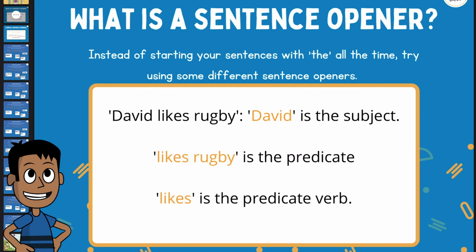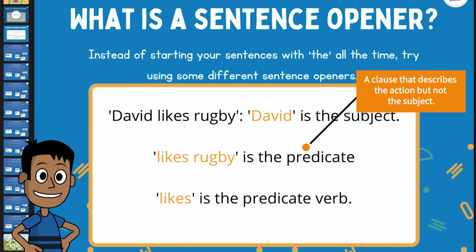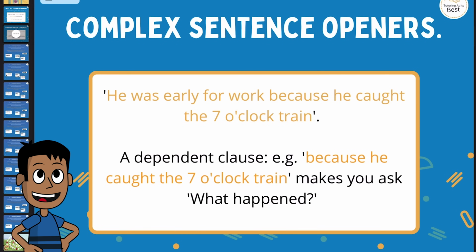For example, David likes rugby. Now, David is the subject, and likes rugby is the predicate. And likes is the predicate verb. However, let's go into more complex sentence openers.